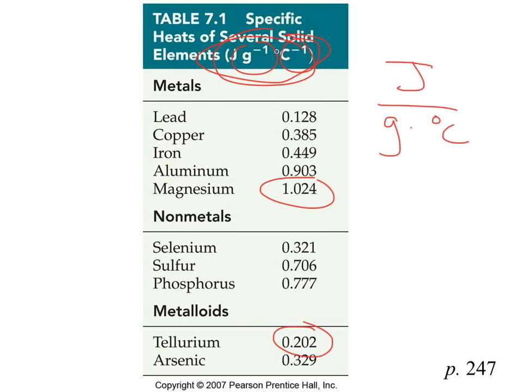Tellurium. It's pretty easy to heat up. You only have to zap 1 gram of tellurium with 0.202 joules of energy to raise it up 1 degree Celsius. This is an indication of how easy or stubborn they are to heat up. It's a physical property of that metal.